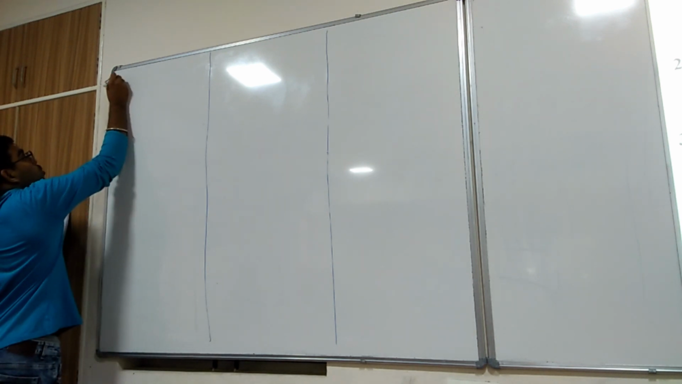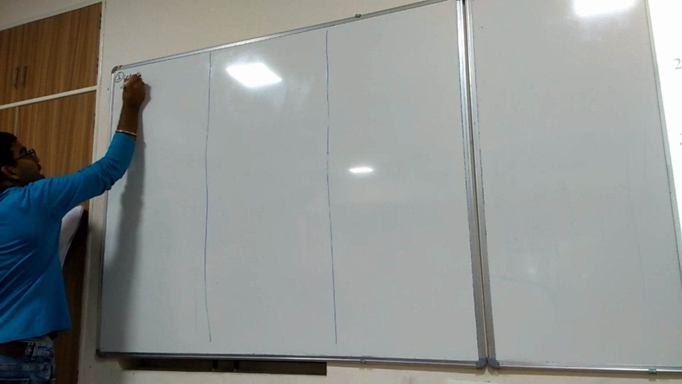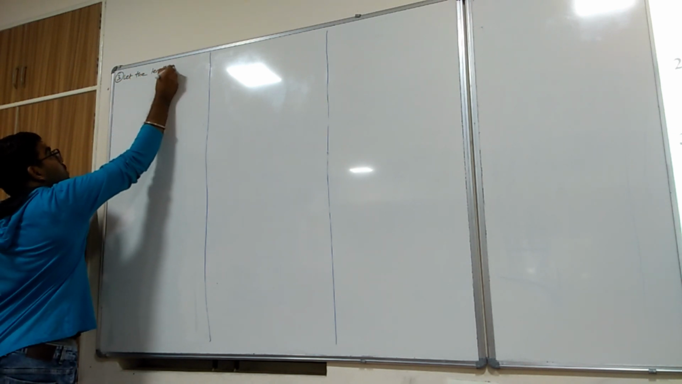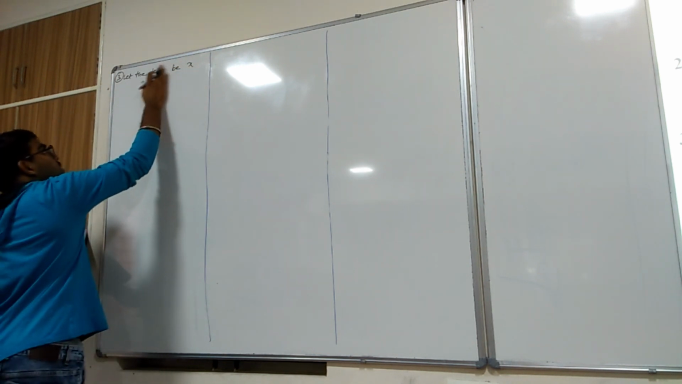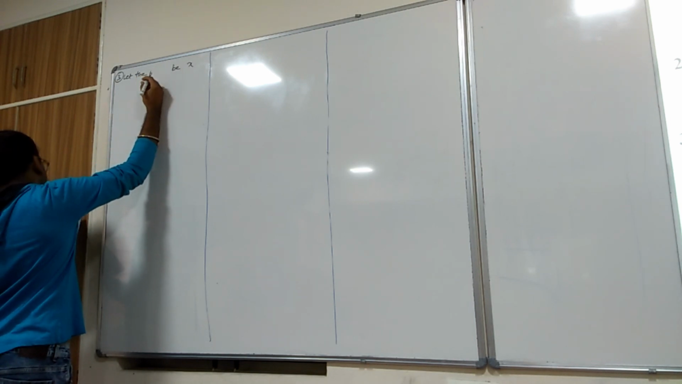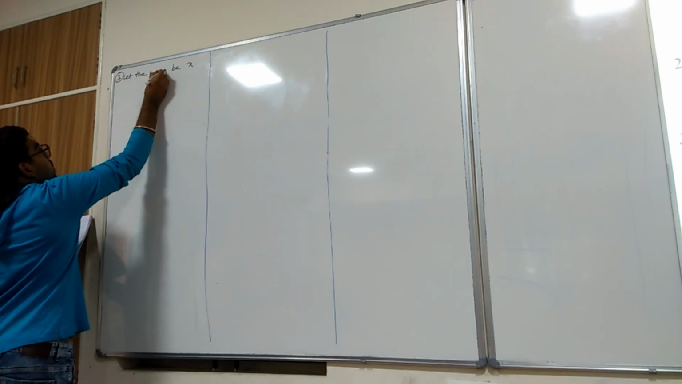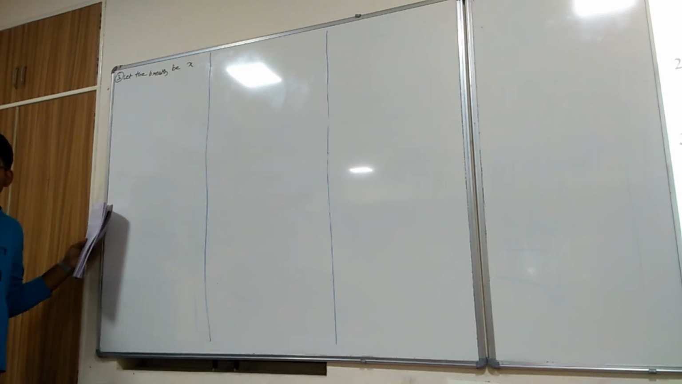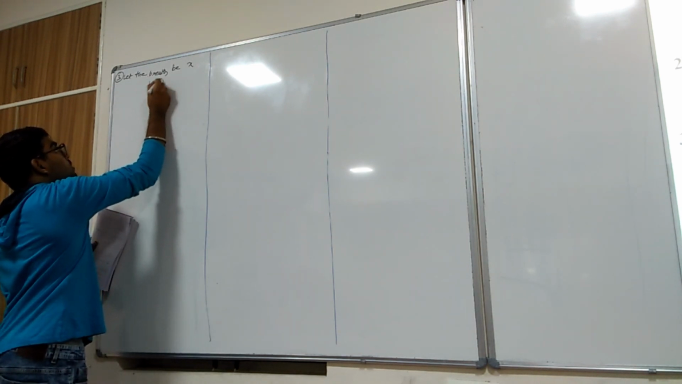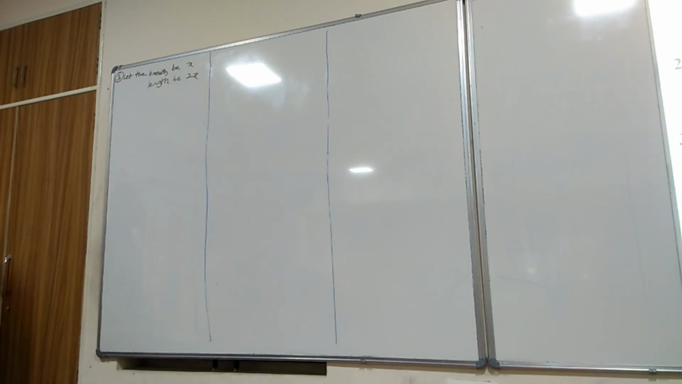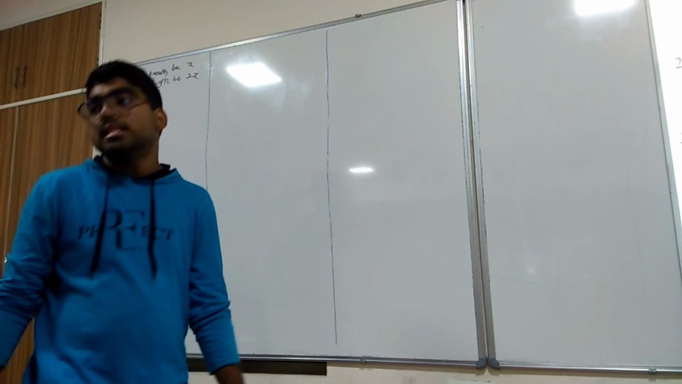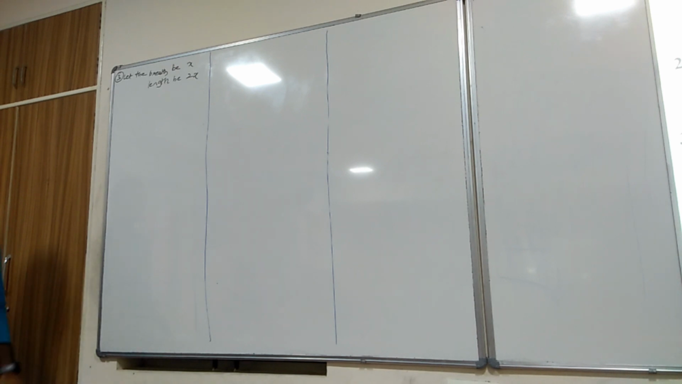Okay? Question number 3. Let the length be x. Let's take x as breadth, it's easier for that. Breadth be x. Okay? Then I take length as 2x, since length is twice its breadth. Okay? Now you have x, 2x.